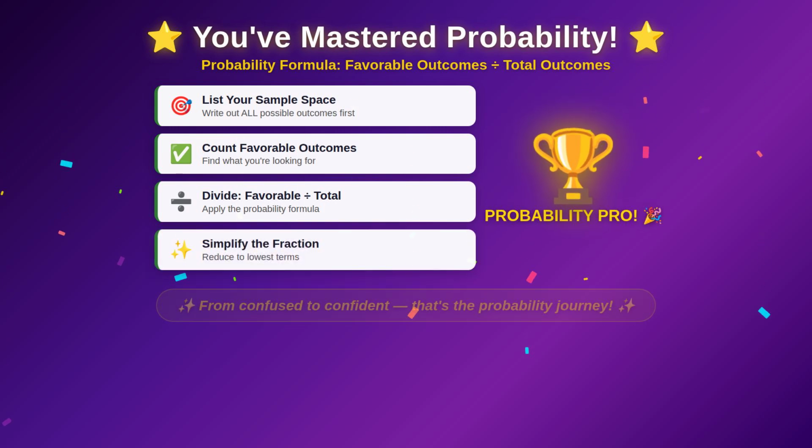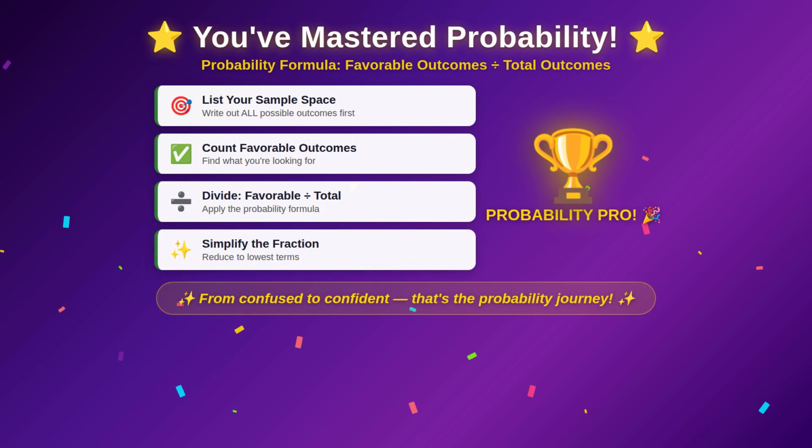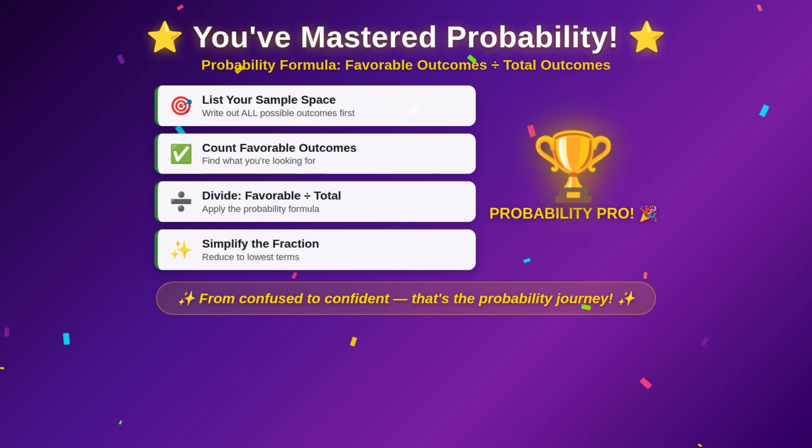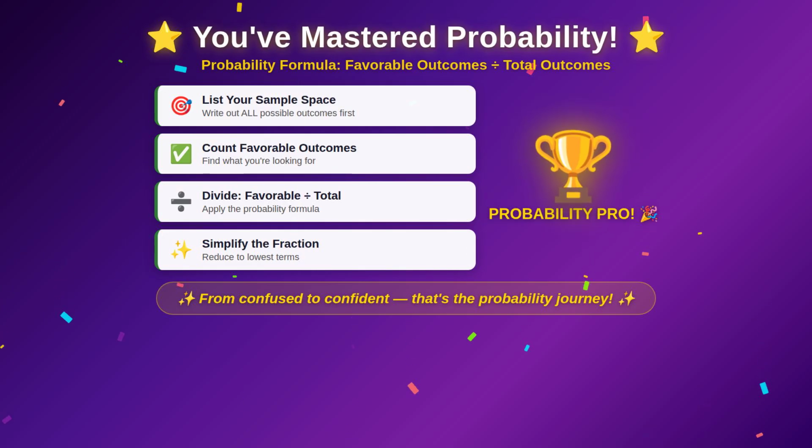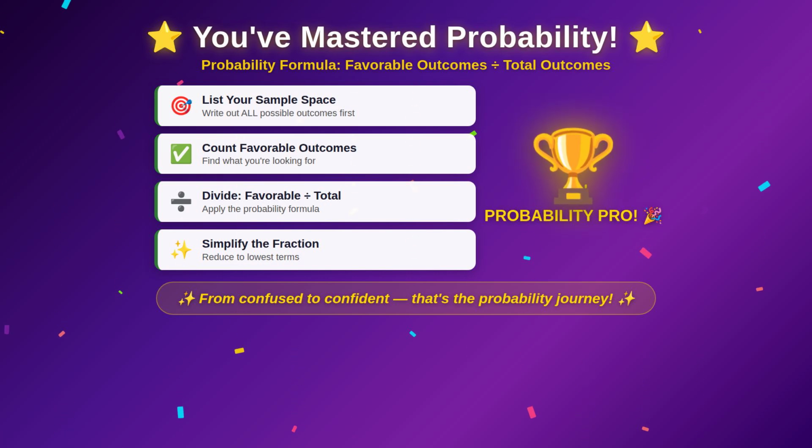Remember when Maya was staring at that die, totally stumped? Now look at her. She's calculating probabilities in seconds and winning at game night. And you've done the same thing in this video. The probability formula is your new superpower. Favorable outcomes over total outcomes. List your sample space, count what you want, divide by the total, and simplify. That's it. Whether it's a die, a coin, a spinner, or a bag of marbles, same formula every time. You are officially a probability pro. Now go show the world.